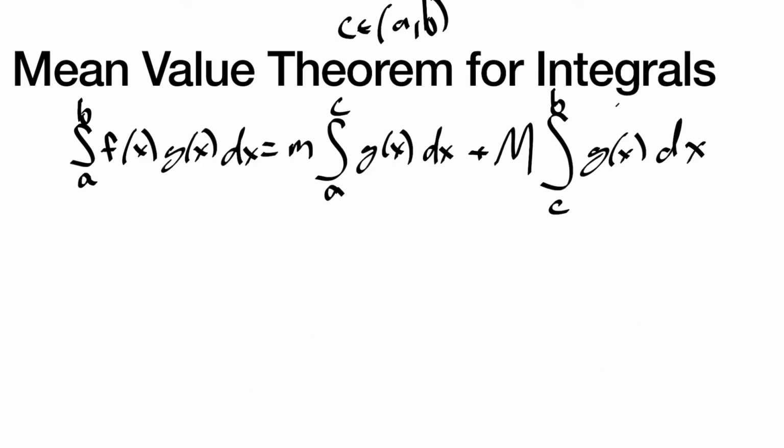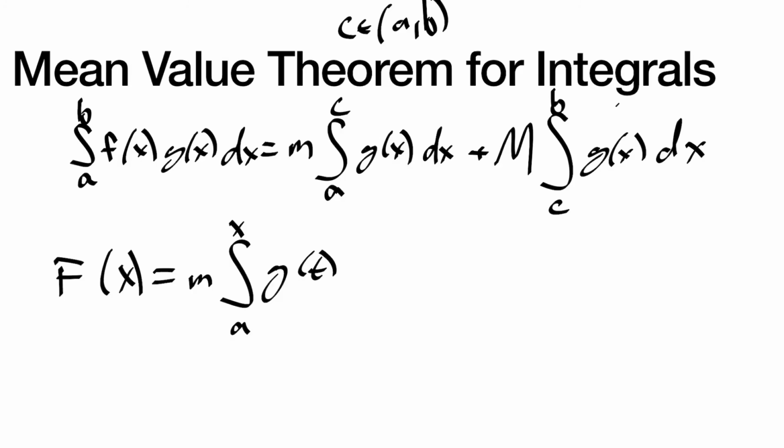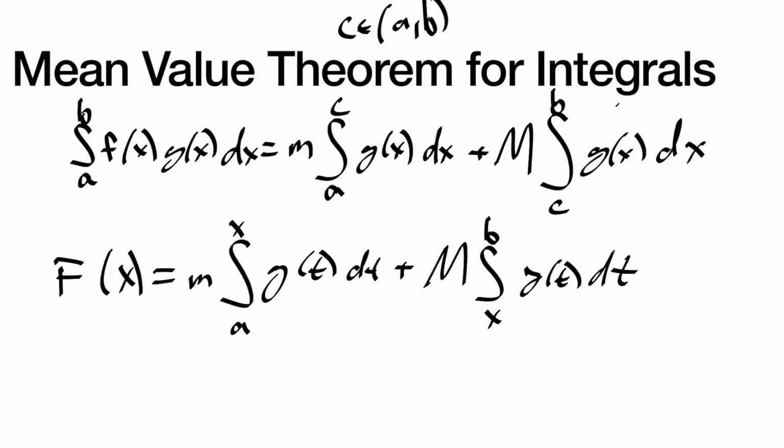Okay, how are we going to prove this one? Let's prove it, and then I'll talk a little bit more about how to think about the difference between the two mean value theorems. So the way we prove this one is we just set up a function. Capital F of x is little m times the integral from a to x of g of t dt plus capital M times the integral from x to b of g of t dt.